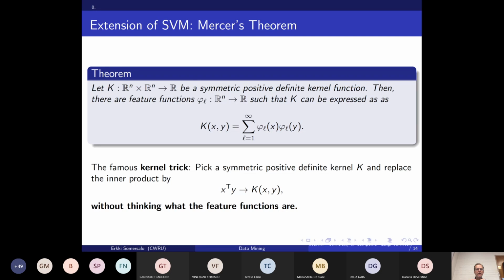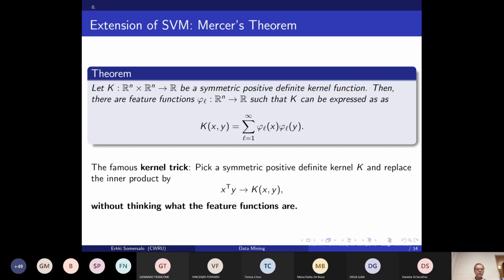You know that they are there. You know that there's an infinite amount of feature vectors. And if needed, Mercer's theorem tells you that you can always find them. Mercer's theorem doesn't give you the algorithm to find them, but you know that there are an infinite amount of feature vectors that correspond to your kernel.